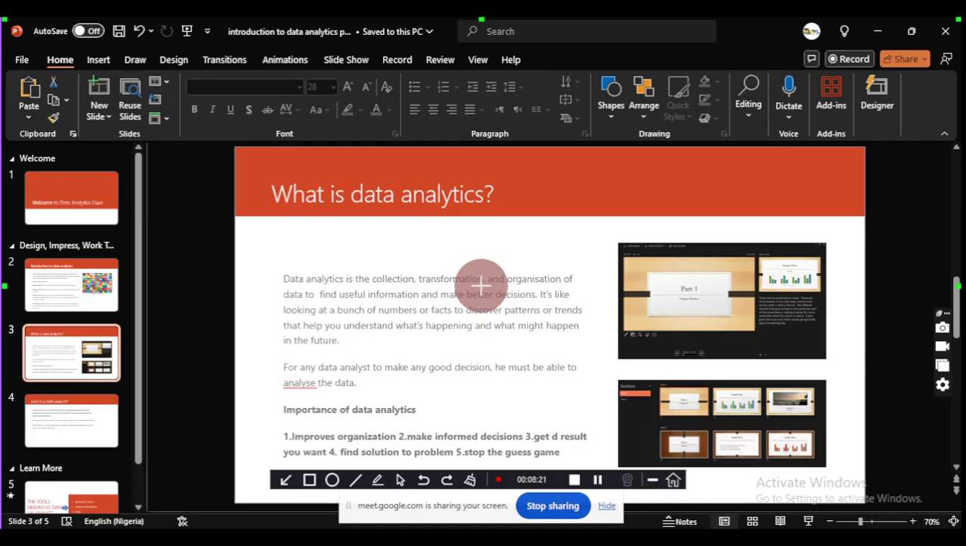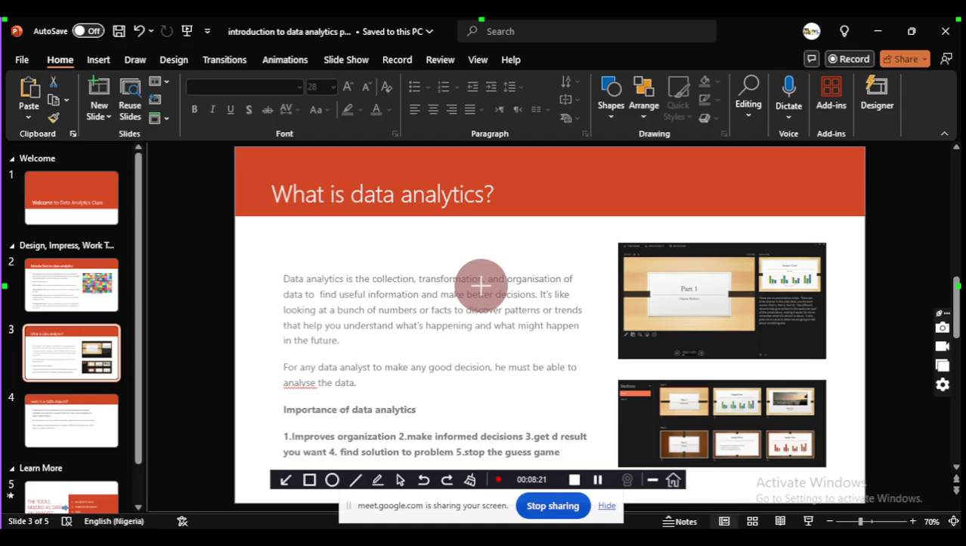Data analytics is the collection, transformation, and organization of data to find useful information and make better decisions. So you can see, like I've explained, collection of data, transformation, organization. After you collect the data, you organize it. So you now use it to make a better decision.